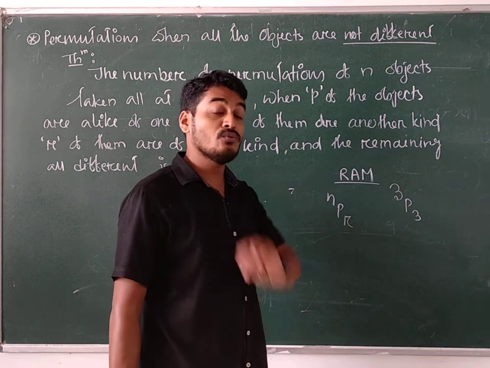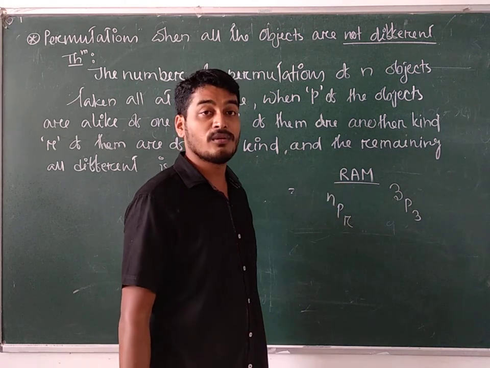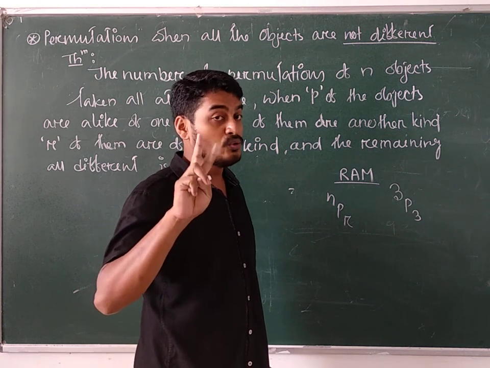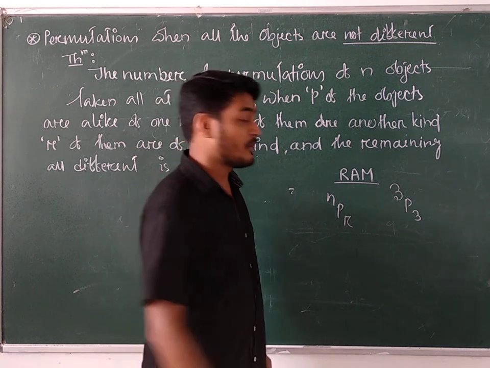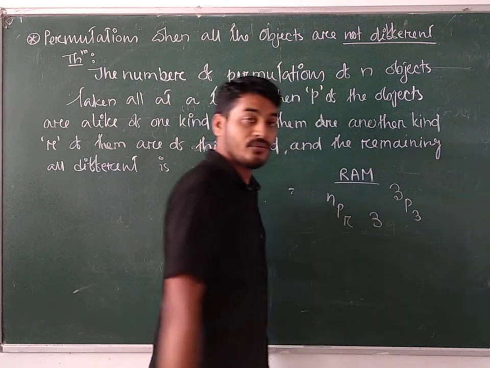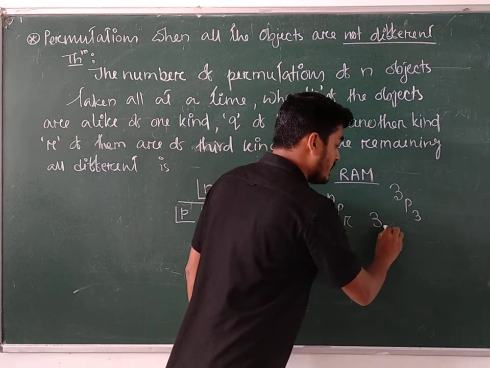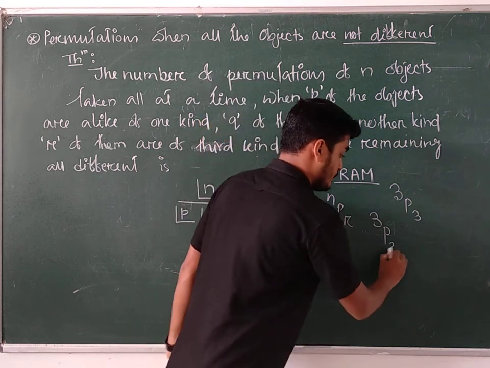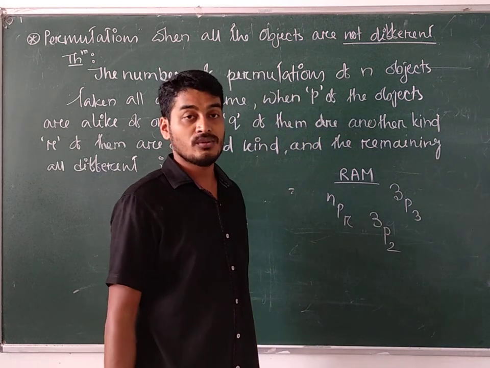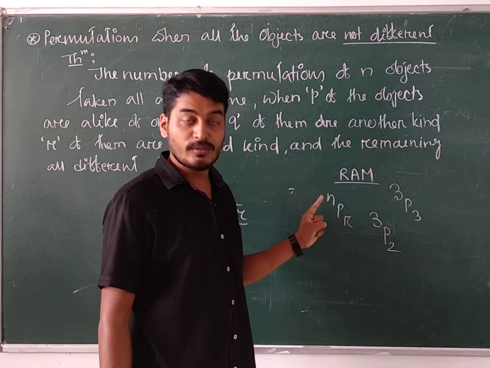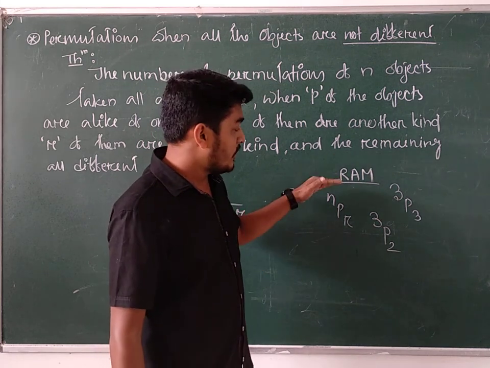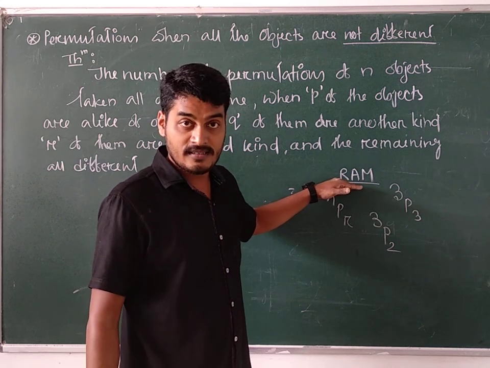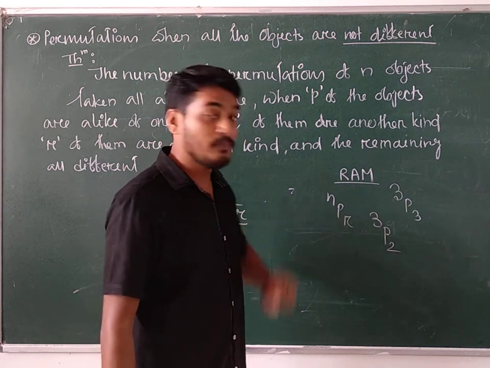Suppose, how many 2-letter words can be formed from the 3 letters of the word round? Round number word ৰ 3টা লেটাৰৰ পৰা 2টা লেটাৰৰ word কিমানটা বনাব পাৰিবা? How many letters are available? 3. Out of 3 letters, how many letters do you have to use? 2 letters. Any 2 letters you have to use. 3P2. The formula is known to you. তোমালোকে already পাইছা. So when all the objects to be arranged are distinct, in that case we will think about the nPr formula.